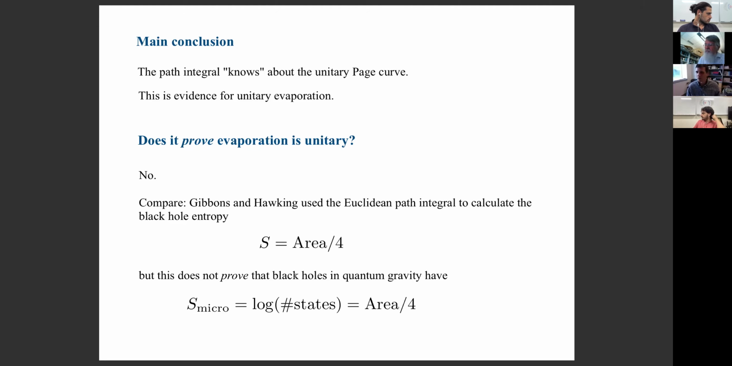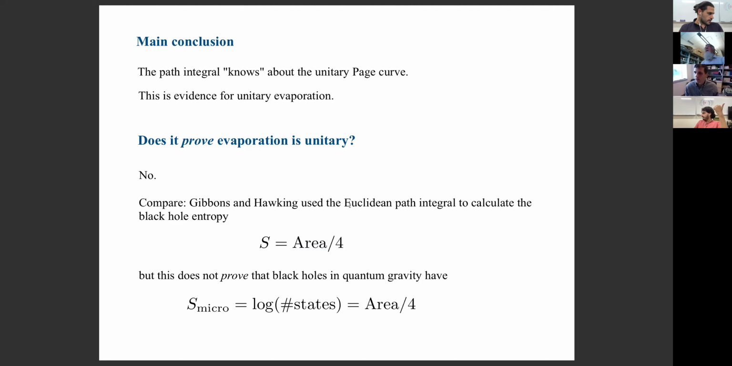The question of the microscopic entropy is a question about the UV. So we think that this area over 4 gives the right answer for the microscopic entropy in the UV theory. But just doing the Euclidean path integral can't settle that question. It's a UV question. And the situation with the calculation that I've just described is very similar.